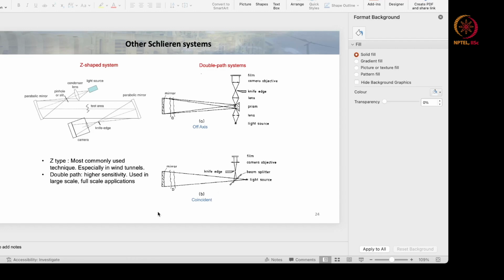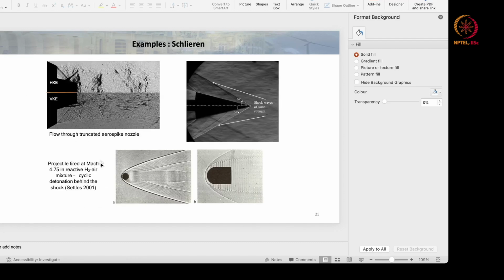And then you can also use coincident methods, where you use a beam splitter, very similar to the retro-reflective type, and use a camera filament. So these are different types of Schlieren systems. These are some of the examples.